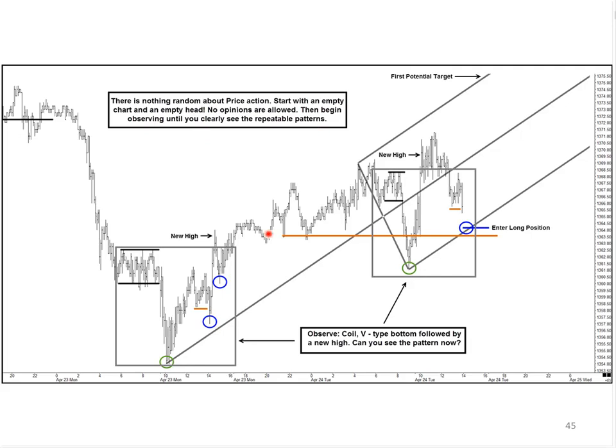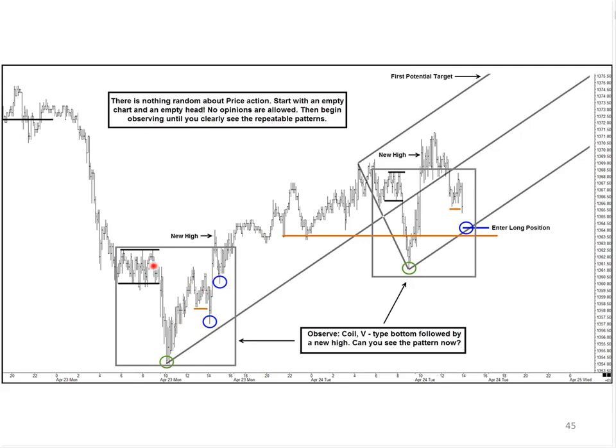So let's take a look. We've got a nice tight coil, a scary drop, a sell-off, works its way higher, can't make it back to the lows, works its way higher, can't make it down to the prior low, then it finally breaks out of the box.